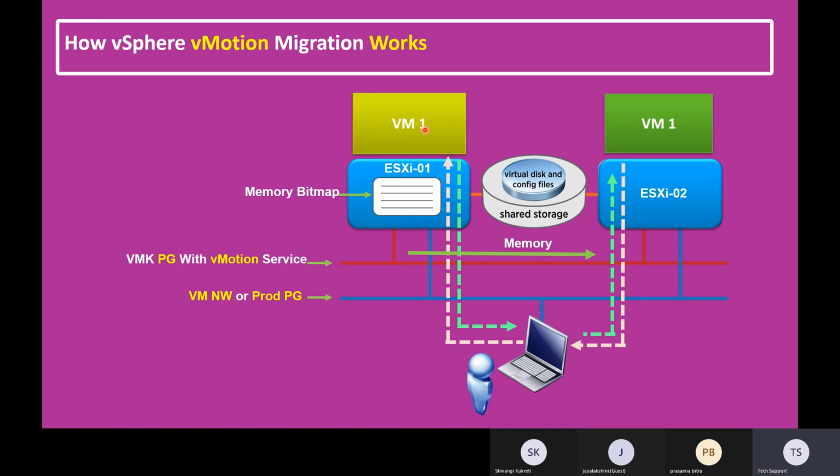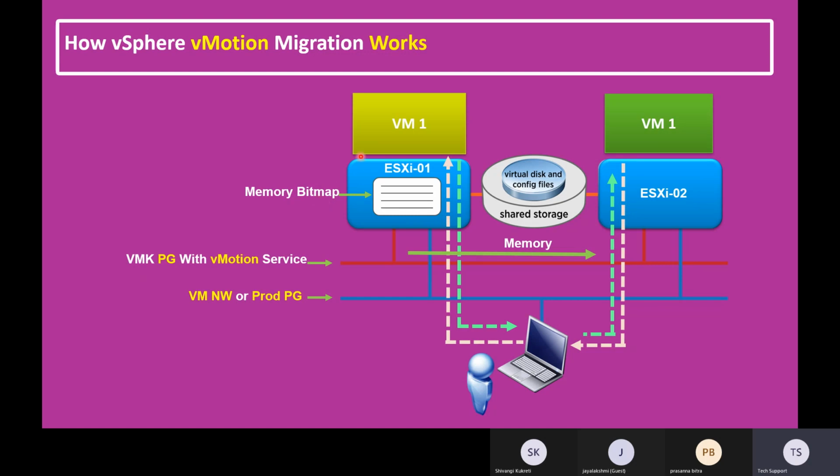To migrate a virtual machine from one ESXi host to another ESXi host, the requirement is a VMkernel port group with the vMotion service, and virtual machine traffic will be taken care of by the VM Network port group, or you can put in customized names like production port group. This is how the virtual machine will migrate from ESX1 to ESX2 through the memory bitmap.